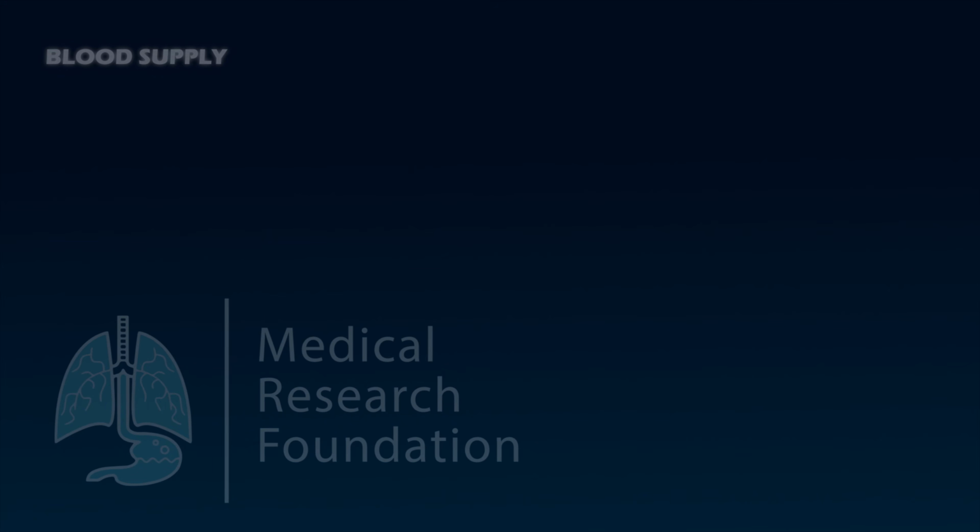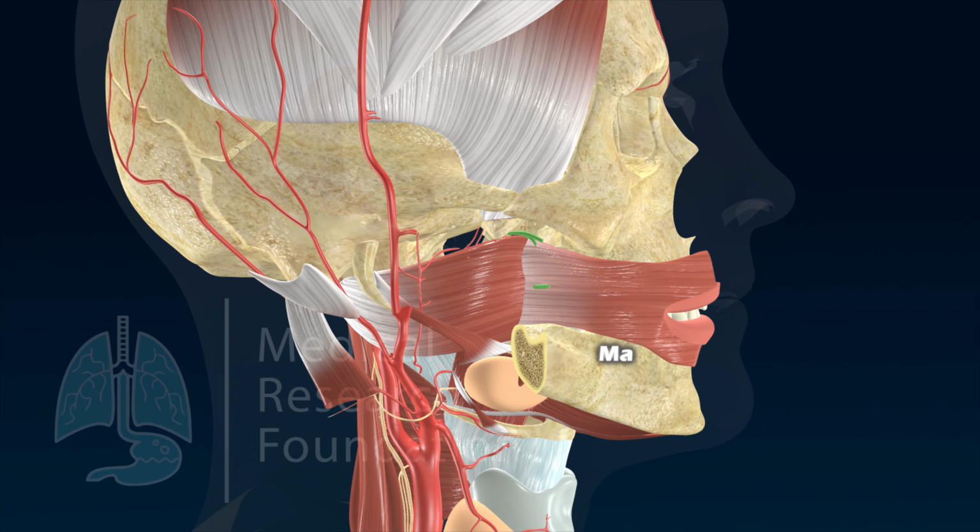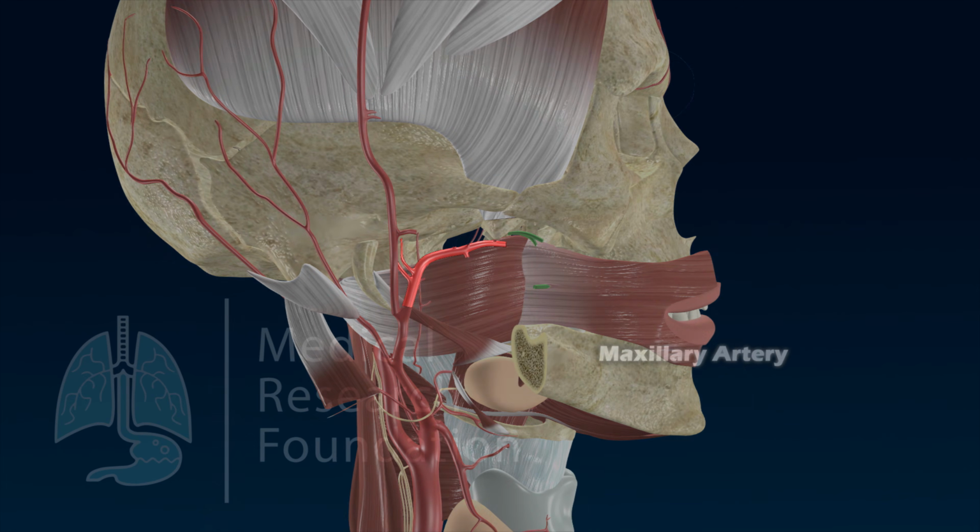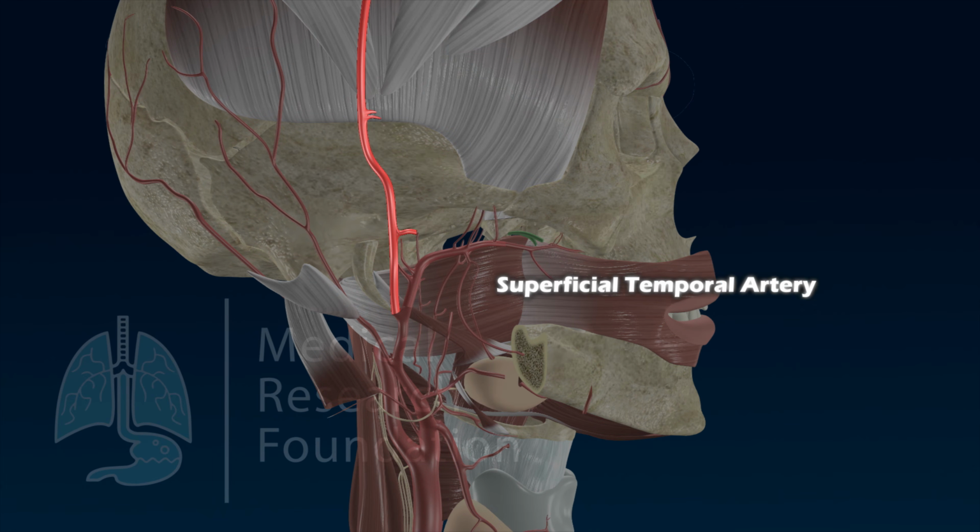Blood supply. Maxillary artery. Superficial temporal artery. The articular twigs of these arteries enter the posterior aspect of the capsule.